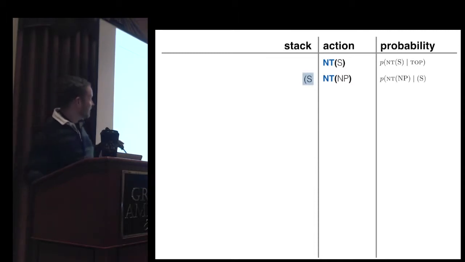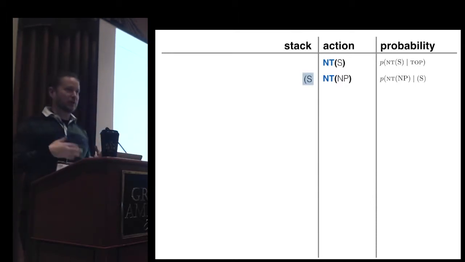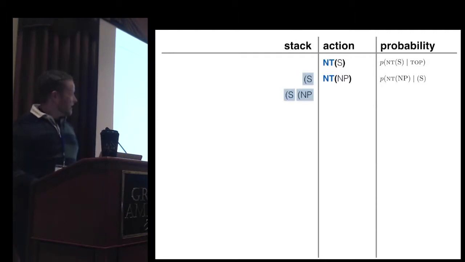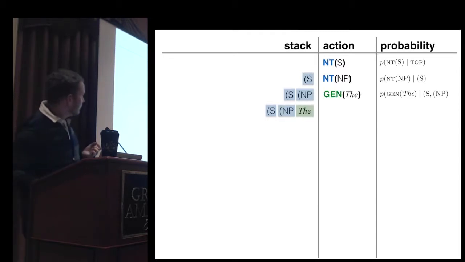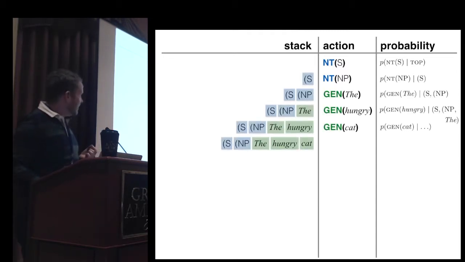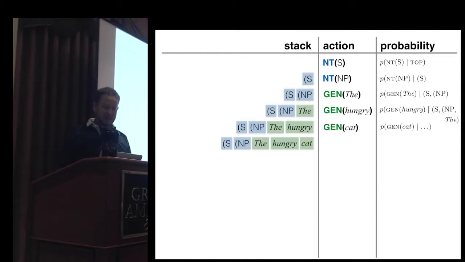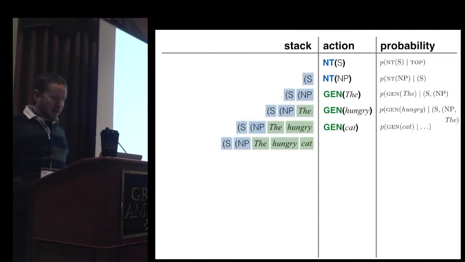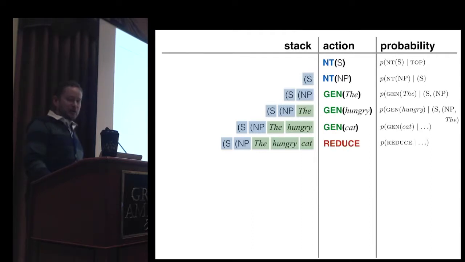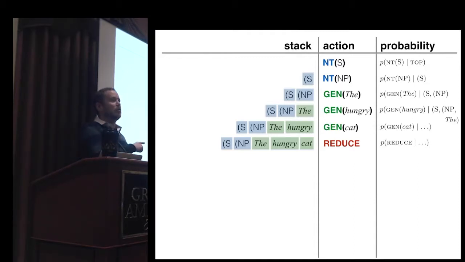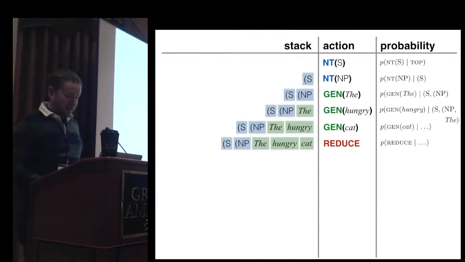Next, to derive the sentence, we want to generate an NP. We're going to do this conditional on the previous things that we've done. We don't want to forget anything yet. We don't want to make any independence assumptions, that is. Now we're going to start generating some terminal symbols, building the contents of this NP. We'll call it the hungry cat. And now we've gotten to the end of this NP. We're going to execute an action that is going to close this non-terminal symbol.